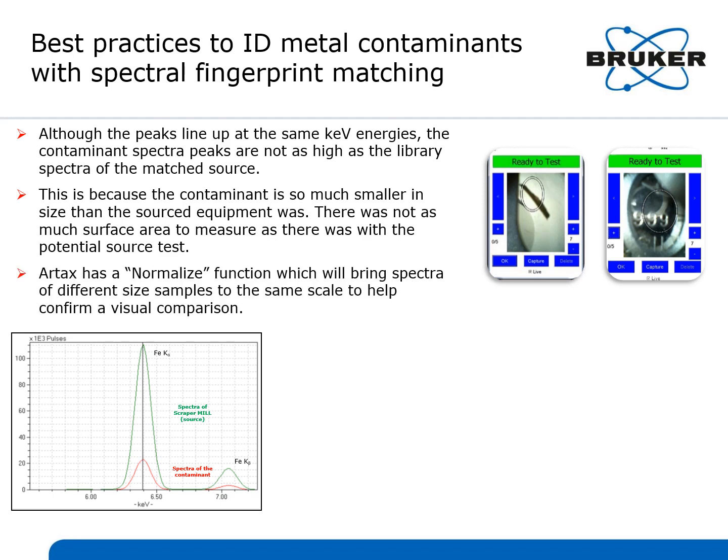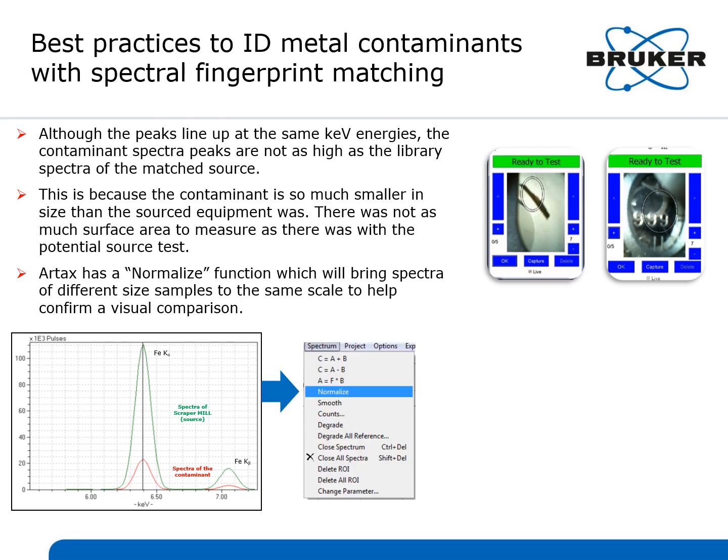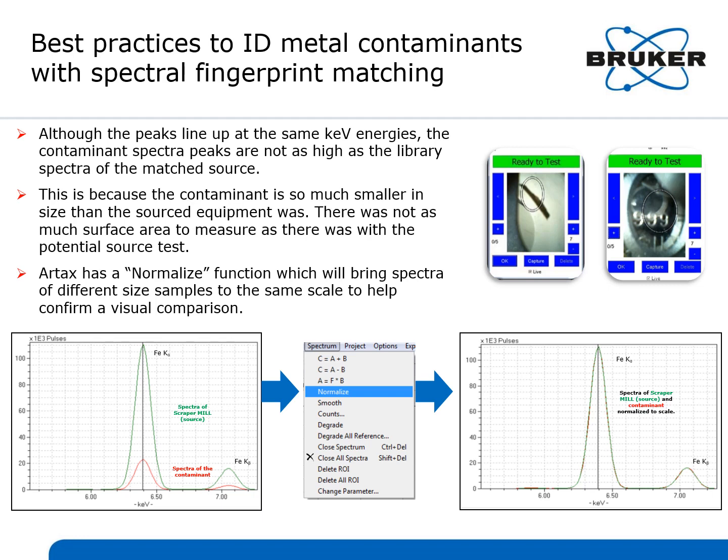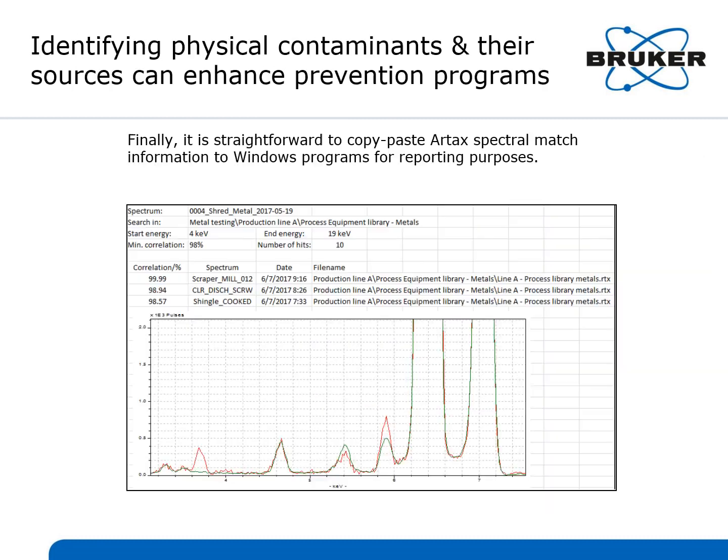RTAX has a normalize function which will bring spectra of different size samples to the same scale to help confirm a visual comparison. You simply select Normalize in the spectrum matching software and can see that the spectra of the Scraper Mill source lines up perfectly with the contaminant.